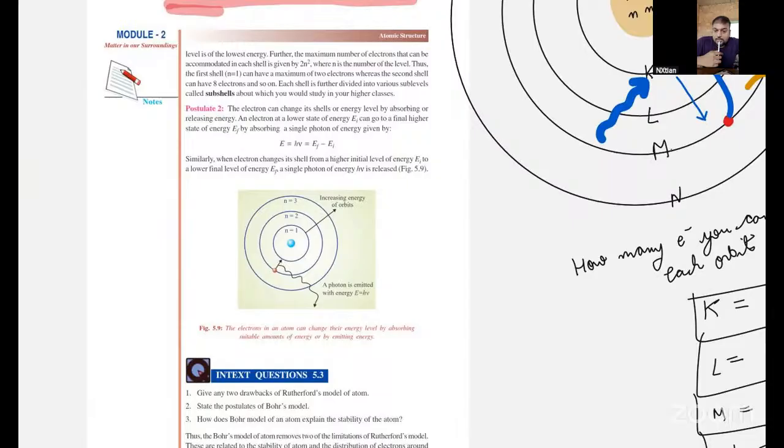Okay. That is called the change in energy: final energy minus initial energy, the change in energy, that is how much energy it will give.